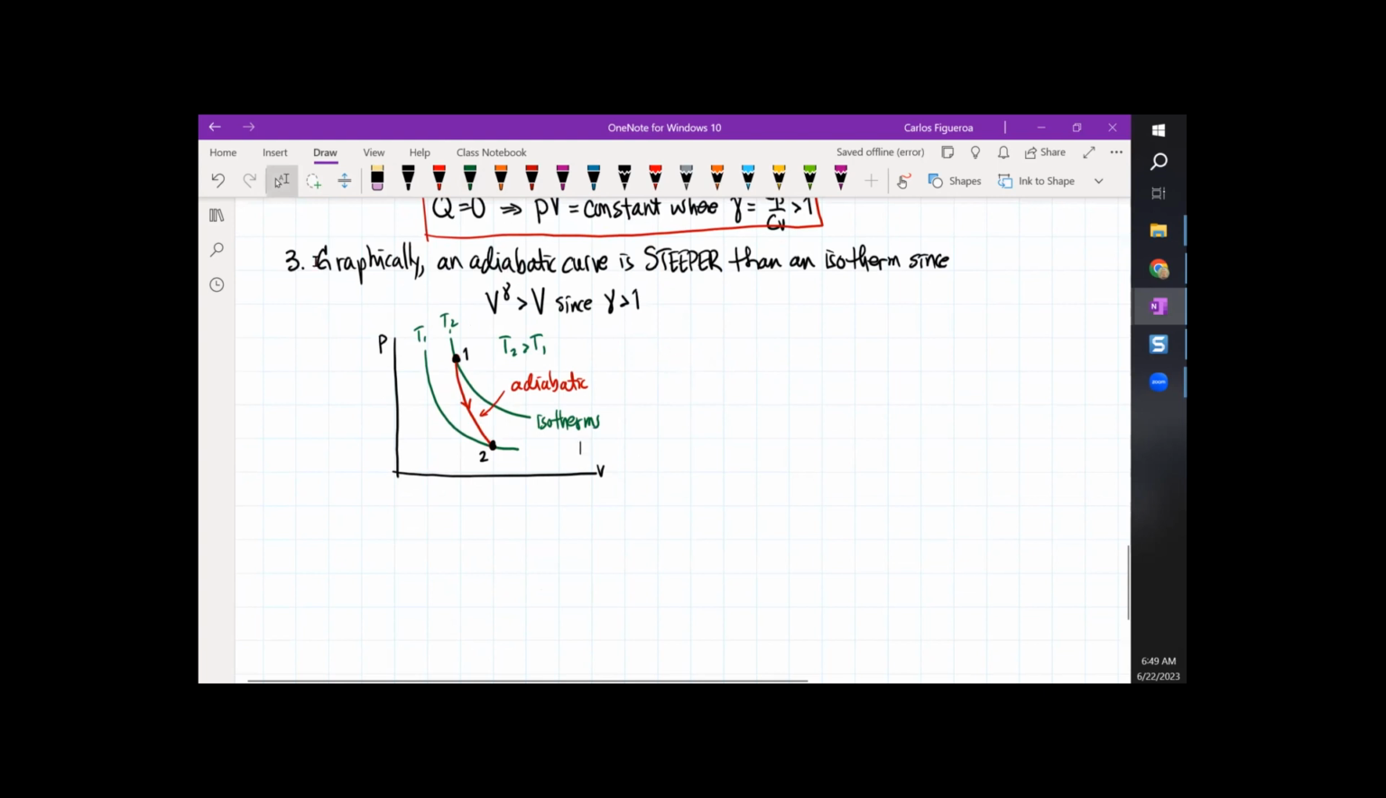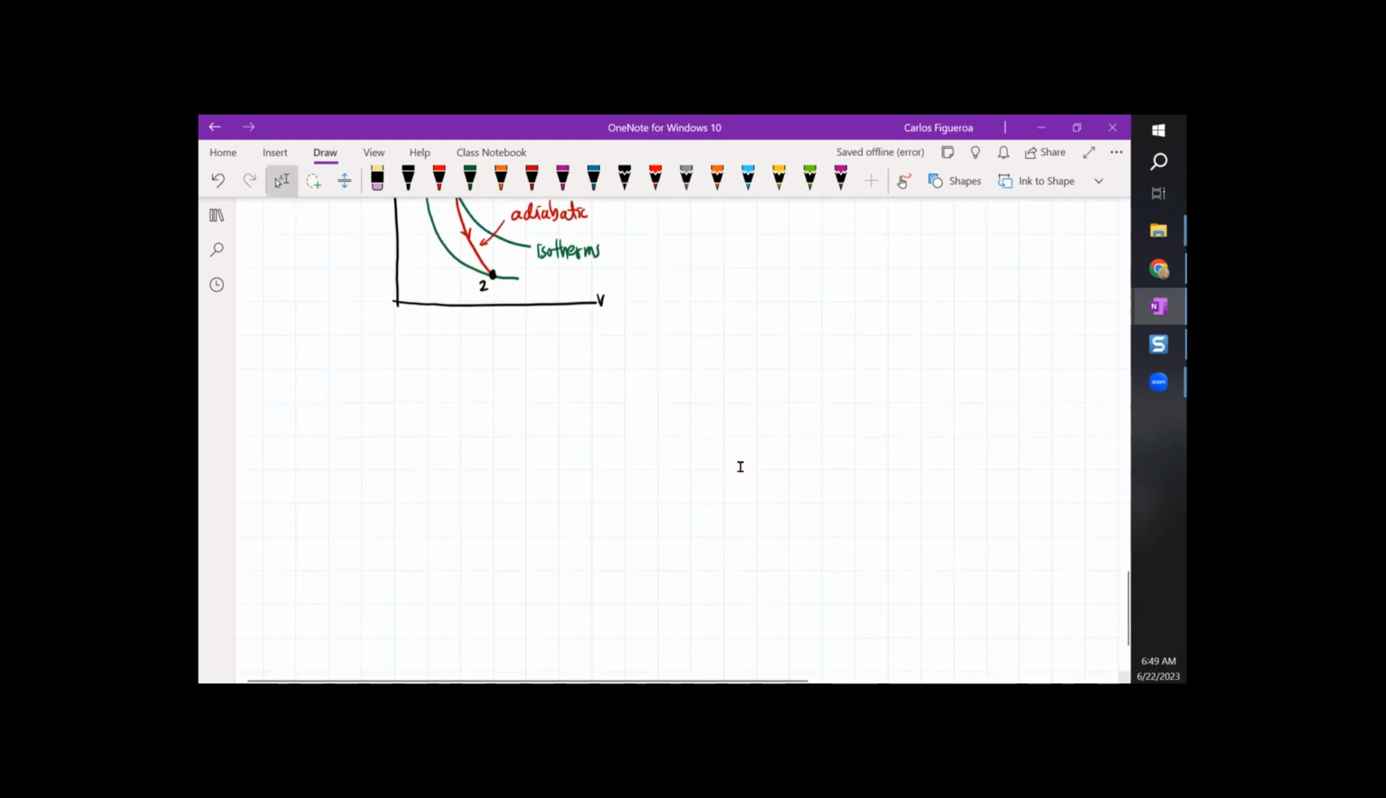So now what we want to do here is get into the details of what actually happens here. So let me move this up, and then this will be 4 here. Adiabatic processes obey the ideal gas law.